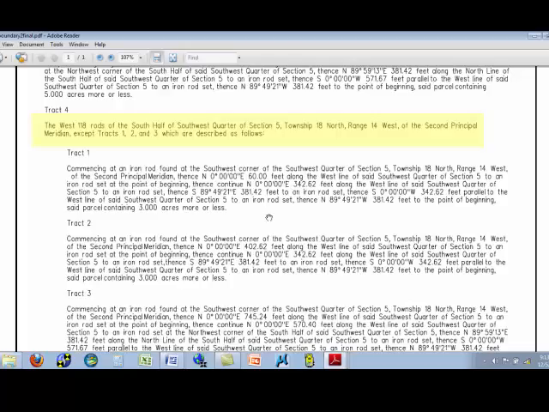You see, our original description was the west 118 rods of the south half of the southwest quarter of Section 5, Township 18 north, Range 14 west of the second principal meridian. Right up to that point, that is the original description that was written back in the 1800s. That does not change. It might be tempting to say, well, the west 118 rods, we can put that in common terms. We avoid doing that because we want there to be as much continuity of title as is possible.